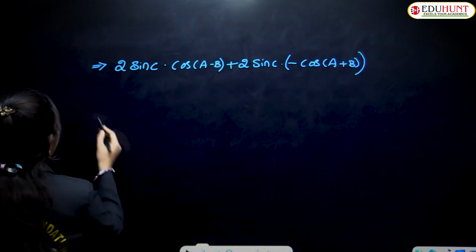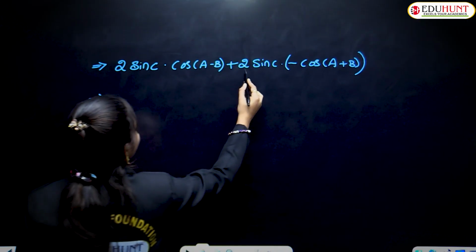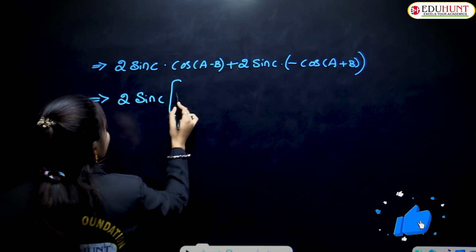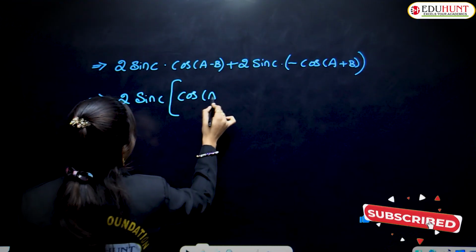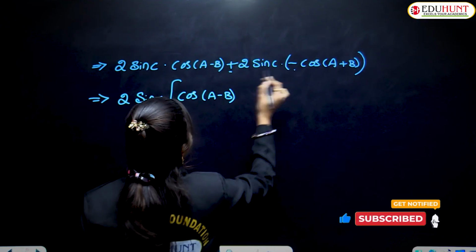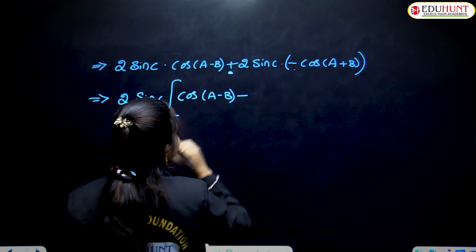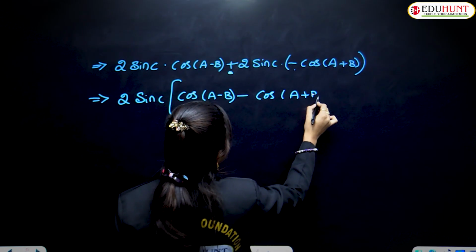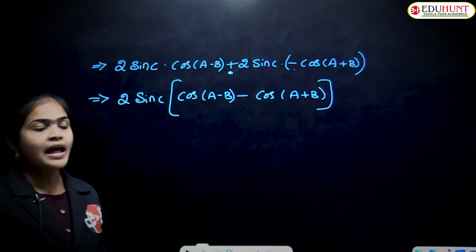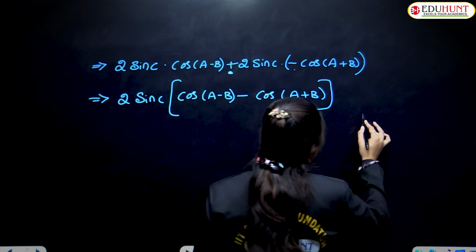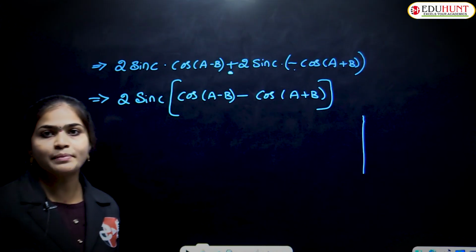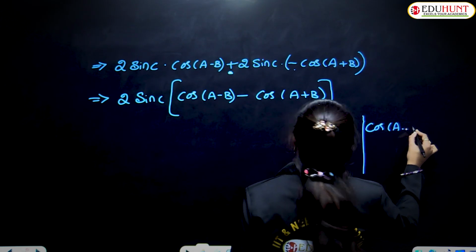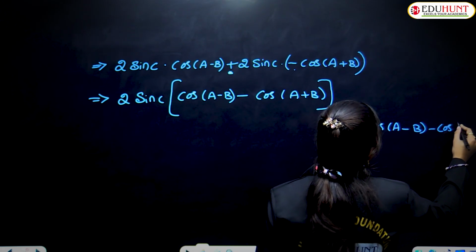Understand? So from this one, here 2 sine c, here also 2 sine c is there. So I want to take that 2 sine c as common. The leftover ones I write: cos of a minus b, and here plus into minus is minus. 2 sine c is already written here, so the leftover is cos of a plus b. Understand? And we know the formula for the subtraction of cos of a plus b and cos of a minus b. What is that formula? That is cos of a minus b minus cos of a plus b.